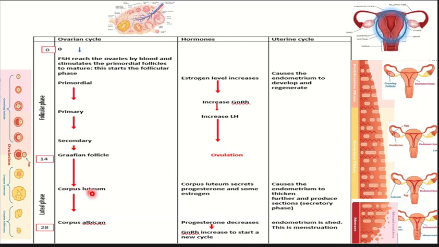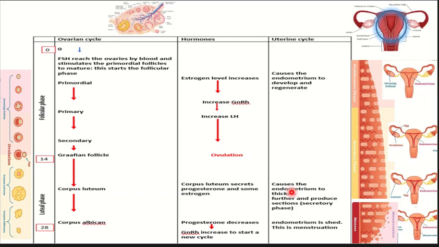And we know that the corpus luteum secretes estrogen and progesterone that will inhibit the secretion of GnRH, which leads to the decrease of LH levels. At the same time, progesterone stimulates the further development of the endometrium.